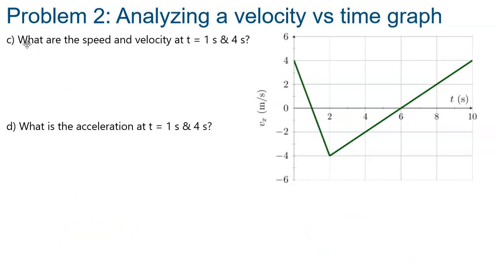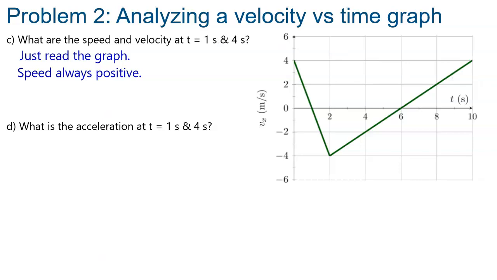Then part C. What are the speed and velocity at 1 and 4 seconds? Well, this is a velocity graph. So to find the velocity, you simply have to read the graph. That should be fairly easy. For the speed, remember that speed is always positive. So this means that we will take the velocity and just take the absolute value.